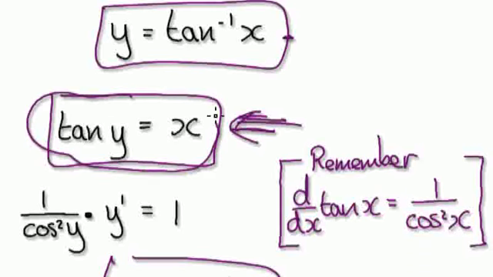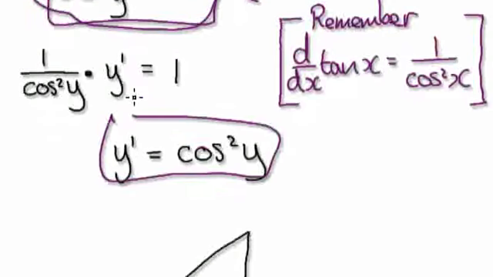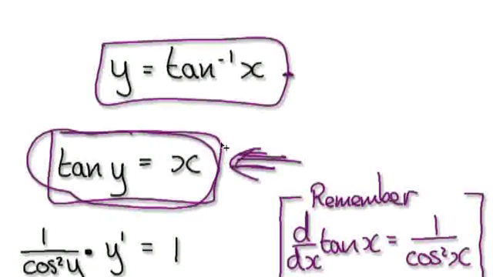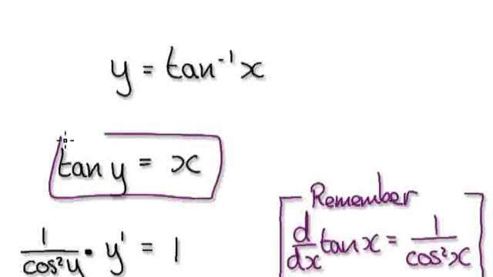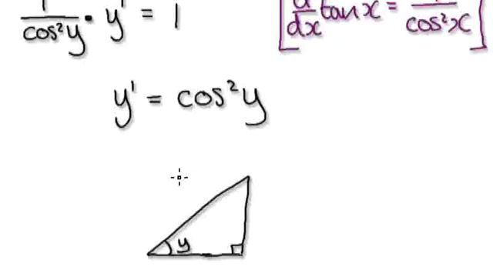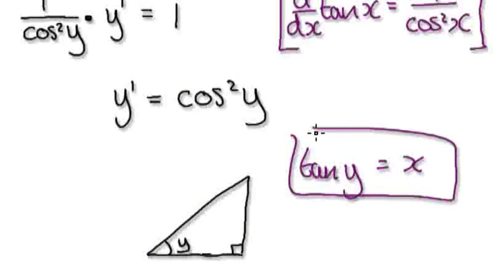Translate this into a right angle triangle. Looking at this here, remember, tan y equals x. Looking at that stage, translate what's being said into a right angle triangle.